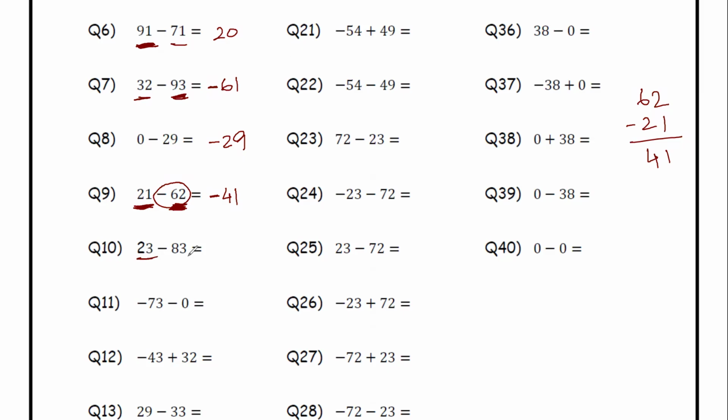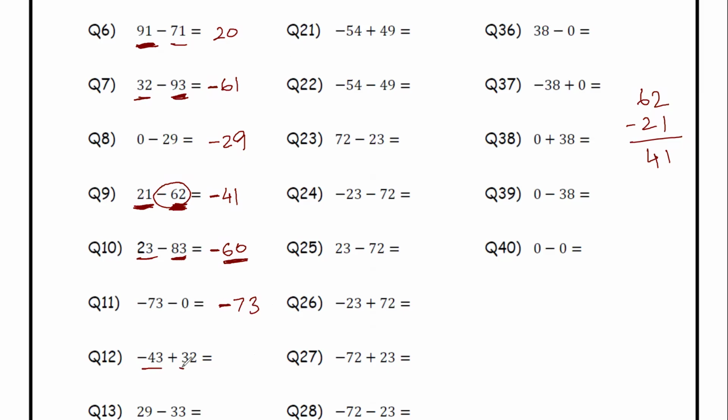23 and 83, difference is 60, correct? Between 23 and 83, which is the bigger number? 83. So the sign of that will be the sign for the result as well. This is negative 73. Both are negative, so simply take the sum of them, and the sign of both is negative, so the output is negative.